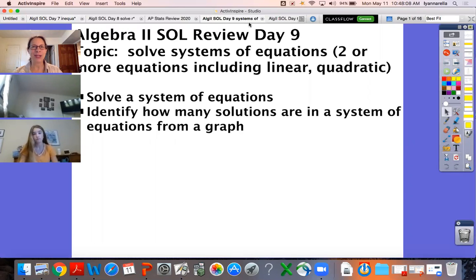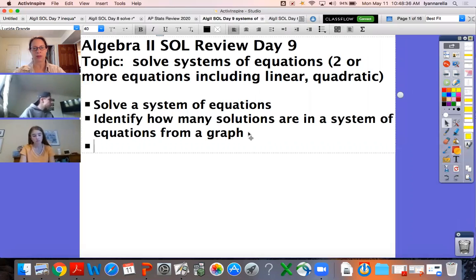So we are on day 9, solving systems of equations, 2 or more equations, including linear and quadratic. And how many solutions are there if you see a graph? So there's 16 slides, but I'm going to fly through them because there's really only 2 things you need to know to do today, and that's elimination and substitution. And you'll recognize this.